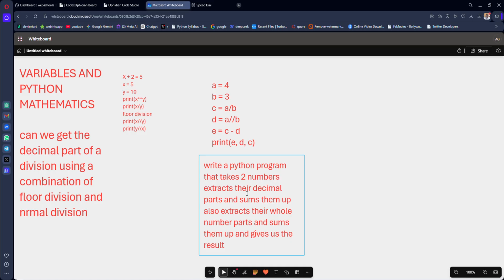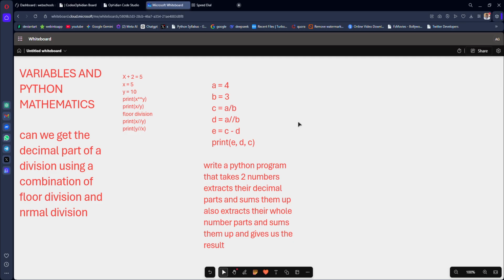Beautiful. So we can see, write a Python program that takes two numbers, extracts their decimal parts and sums them up, also extracts their whole number parts and sums them up, and gives us the result. So this is your assignment. I expect you to do it and get back to me.